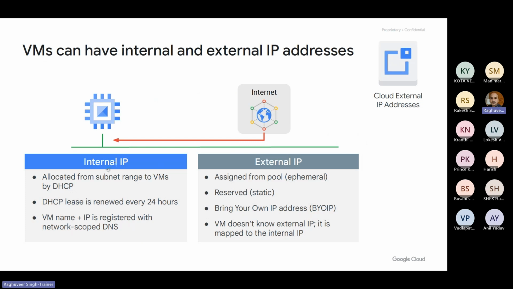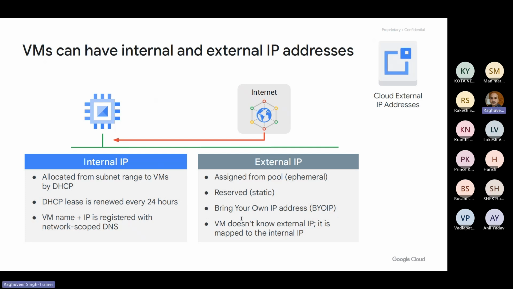So that internal IP is allocated from subnet range to VMs by DHCP. DHCP lease is renewed every 24 hours, which means every 24 hours, the IP address may change. Or if you shut down your VM and turn it back on, it may acquire a different IP address. Now, how is it registered in DNS? VM name plus IP is registered with network DNS. So when you look at the DNS name of your resource, it will have VM name plus IP address.